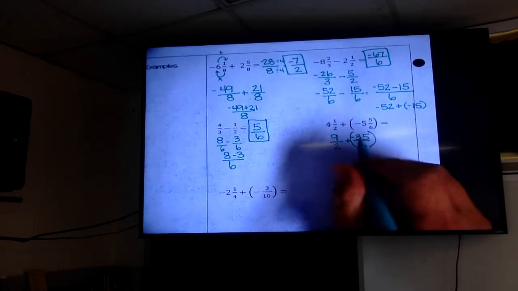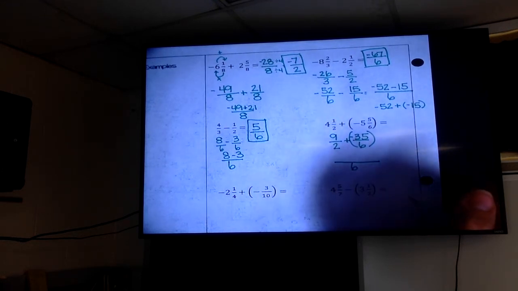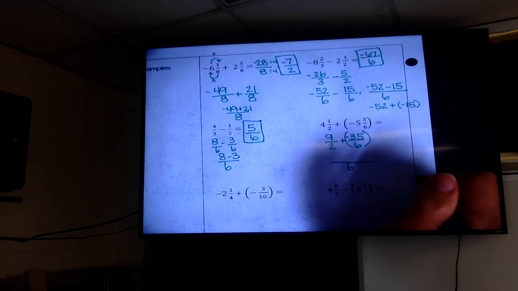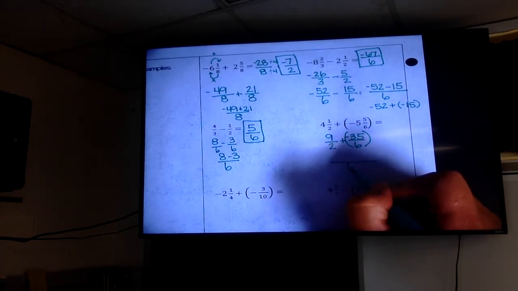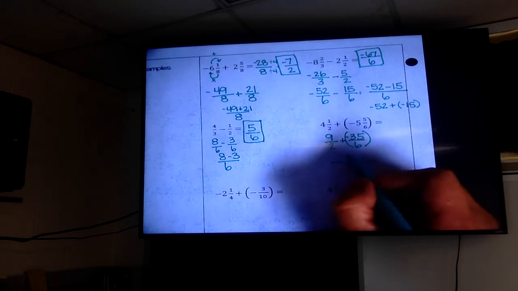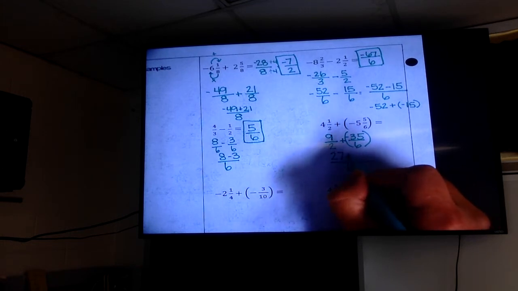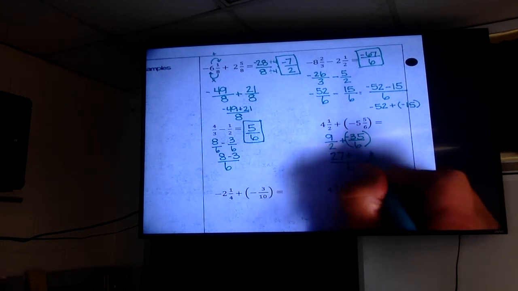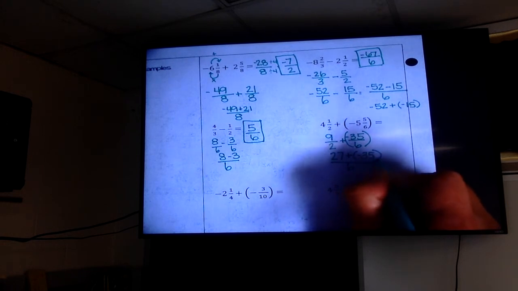Okay. Common denominator. So I need a 6. Now I'm going to try and do it a different way this time, just so it's one less step, because I think you guys can probably handle this. So here I said 2 times 3 is 6. So 9 times 3 is 27. So I'm going to put that on top. Plus, this already had the common denominator of 6, so I don't need to change that at all. I just need to bring down the negative 35.